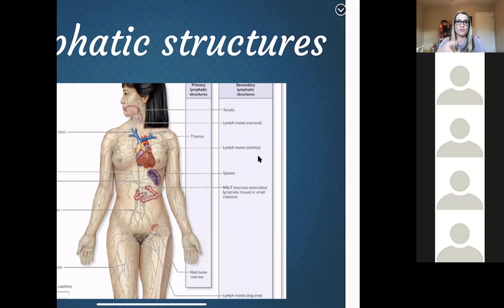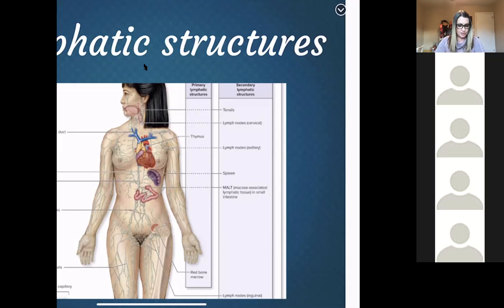On this image, you can see those lymphatic vessels distributed throughout the body. And then you can also see two tables here: primary lymphatic structures and secondary lymphatic structures. So we'll be dividing the lymphatic structures into primary and secondary based on their function. One thing to keep in mind is that there are only two primary lymphatic structures, and these are thymus and red bone marrow. The other lymphatic structures are going to be secondary lymphatic structures.